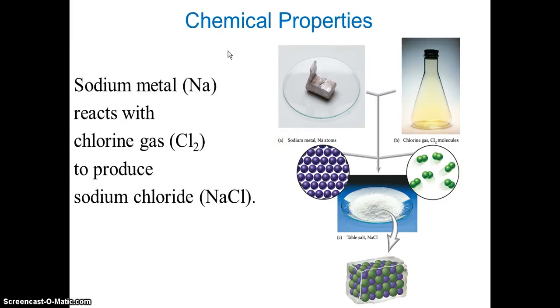Now let's take an example of a chemical property. You can see sodium metal in this watch glass. When you look at the micro level, these blue round balls are sodium atoms, and this is chlorine gas. At the micro level, you can see chlorine, Cl2, green diatomic molecules. When they react, they produce table salt, and you can see the structure of table salt. So before, the compositions of sodium and chlorine are different, and after, they produce NaCl, and their composition changes. So that's called a chemical property.